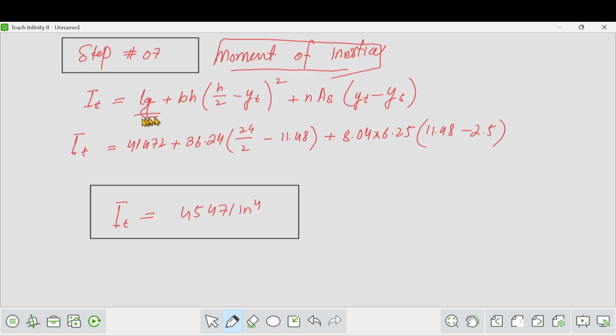In step 7, the moment of inertia of the transformed section. The moment of inertia of the gross section plus bh times (h/2 minus Yt, the centroid of the transformed section) squared, plus the modular ratio multiplied by the steel area times (centroid minus clear cover) squared. So the moment of inertia of the transformed section is 45,471 inch⁴.